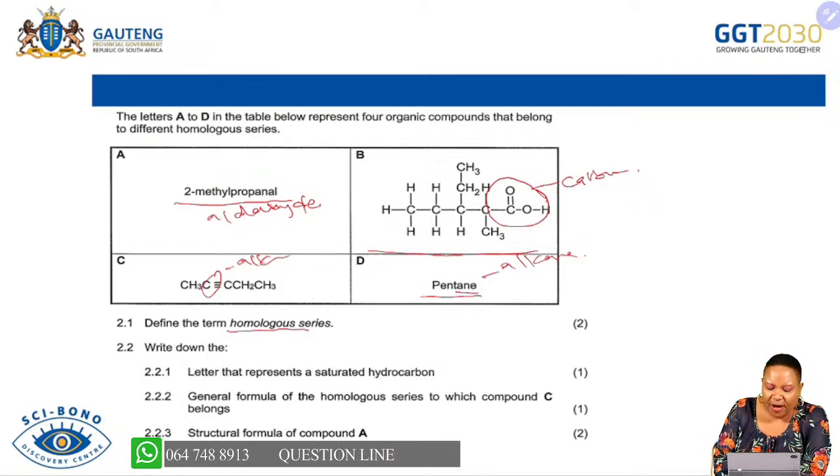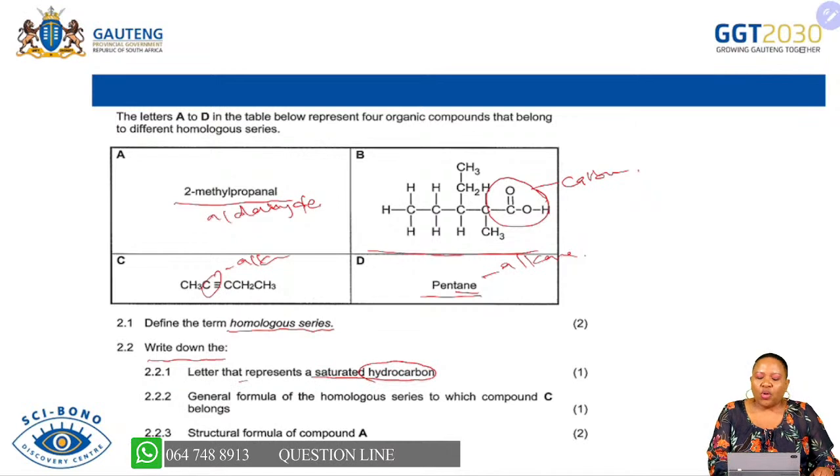So the first thing says define homologous, which we can all do at this point in time because I said definitions are important. And then write down the letter that represents a saturated hydrocarbon. We know hydrocarbons are compounds of hydrogen and carbon, and they are only alkanes, alkenes, and alkynes. They are different in terms of the number of bonds they have, because alkanes have single bonds only, alkenes double bonds, and alkynes triple bonds. So we refer to them as the hydrocarbons.